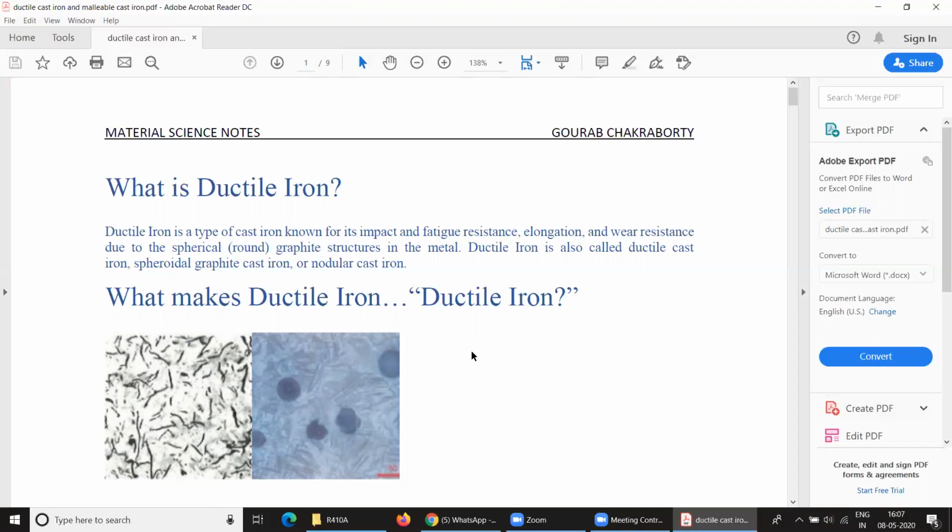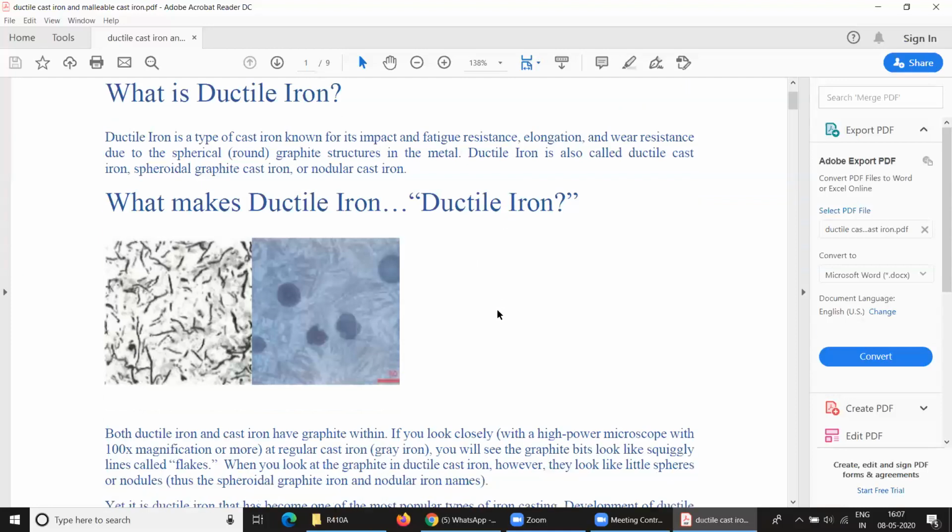Ductile iron is a type of cast iron known for its impact and fatigue resistance, elongation and wear resistance. Due to the spherical or round graphite structures in the metal, ductile iron is also called ductile cast iron. Actually, ductile cast iron is called ductile iron or spherical graphite cast iron, which you might have known, or nodular cast iron. So you can see the pictures.